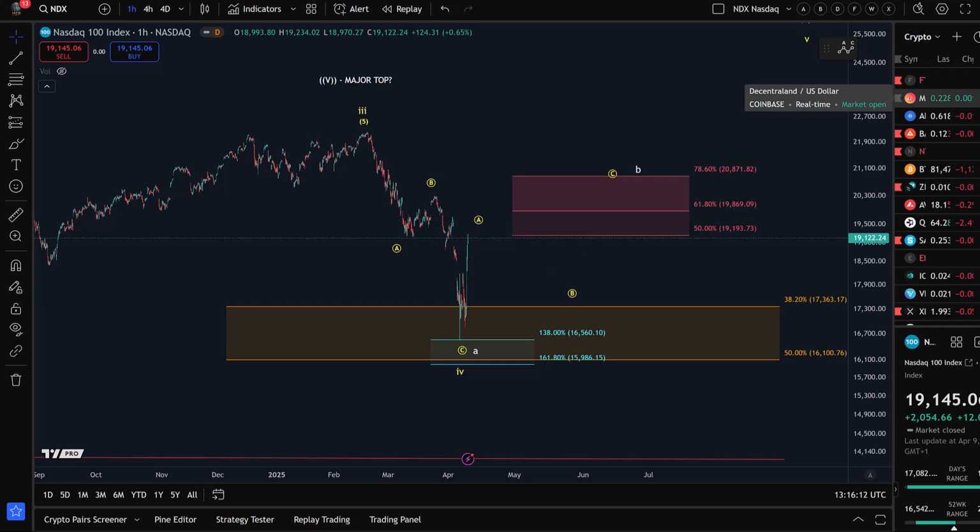I record the video just before the market opens, and what I wanted to share with you is obviously my latest thought process around here, the structures that we're dealing with on the NASDAQ chart. This is the NDX chart.